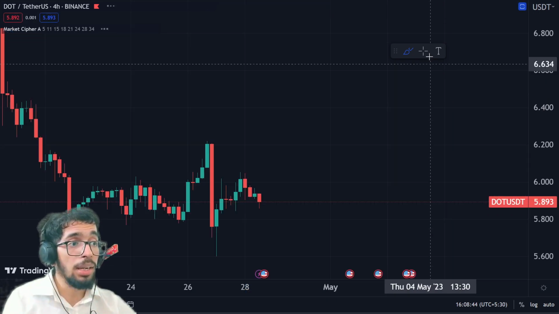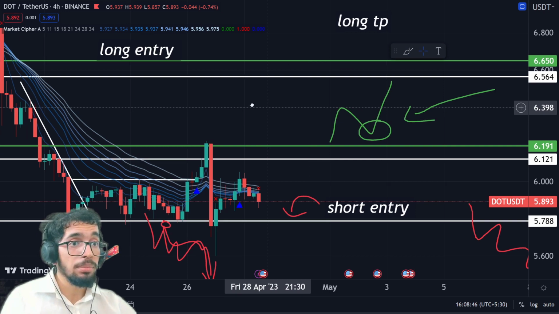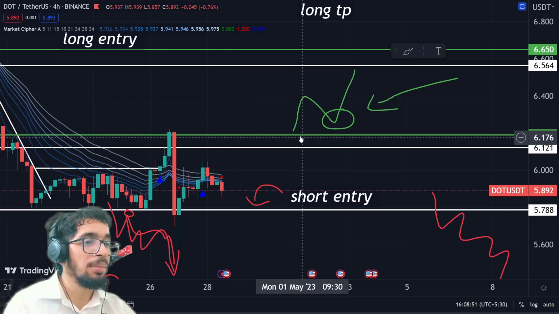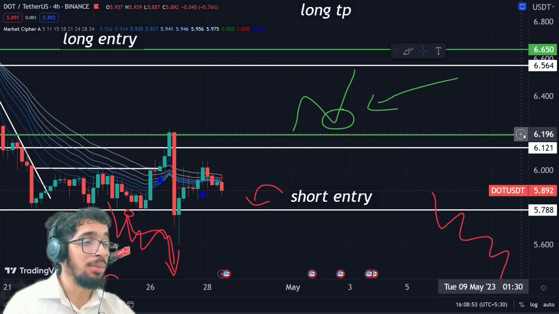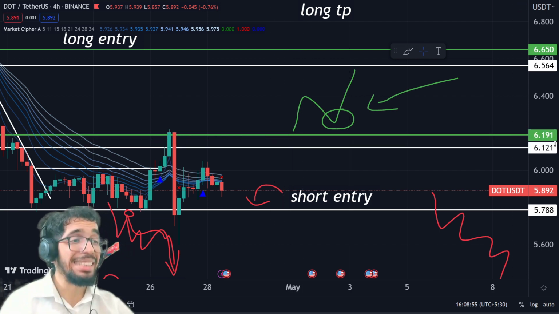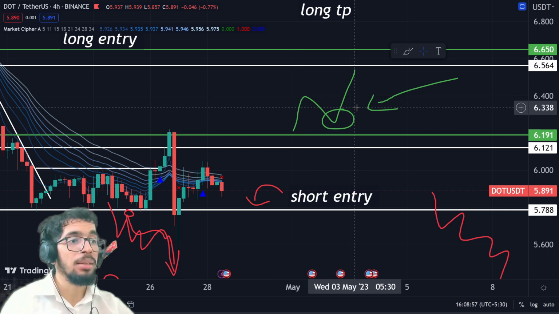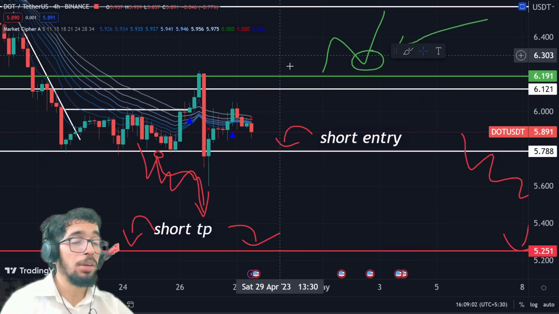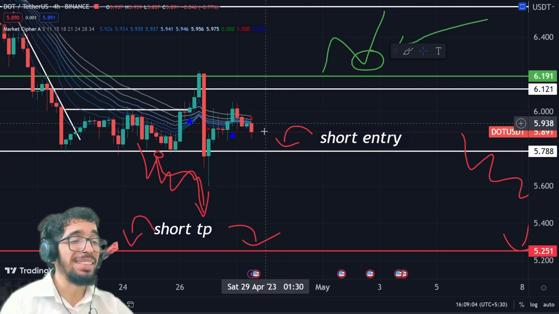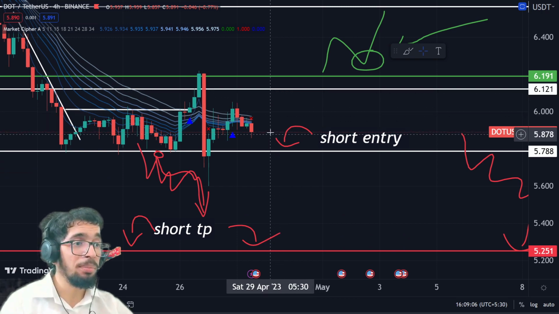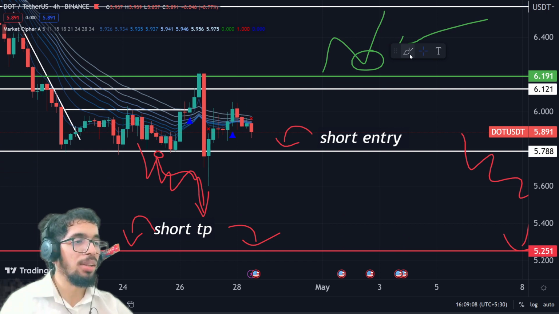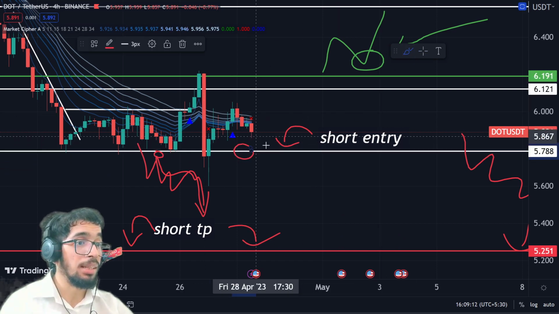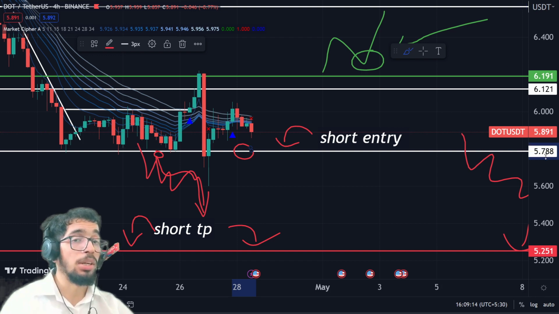Now let's talk about the next chart, which is your DOT chart. For the DOT chart also, it needs to break this key resistance around $6.19. Once it breaks that and makes it a support, we enter all our longs. But if Bitcoin breaks that 28,760 range and goes down, probably all the altcoins are going to go down. So we put a short right here once DOT breaks $5.78.